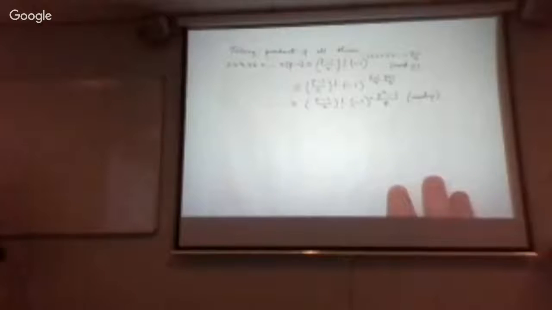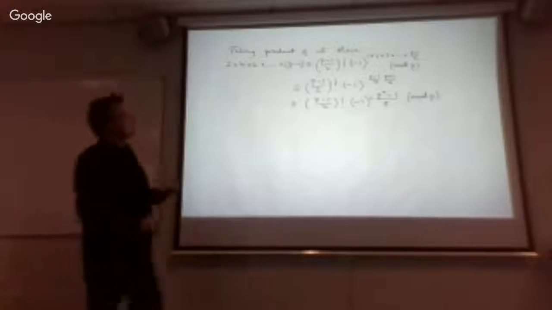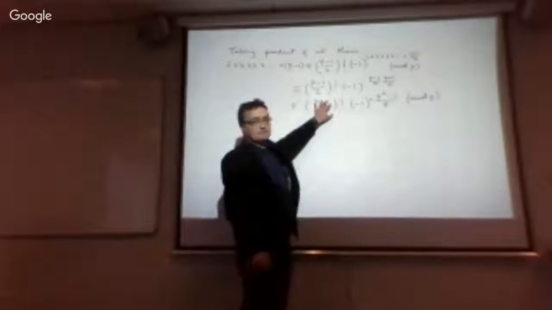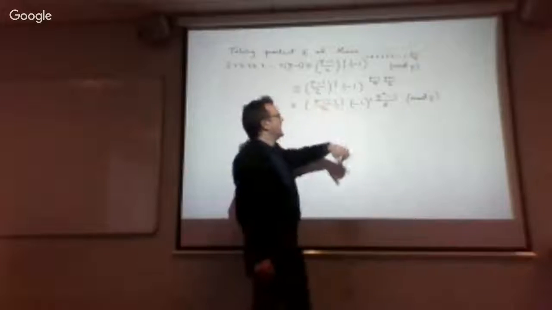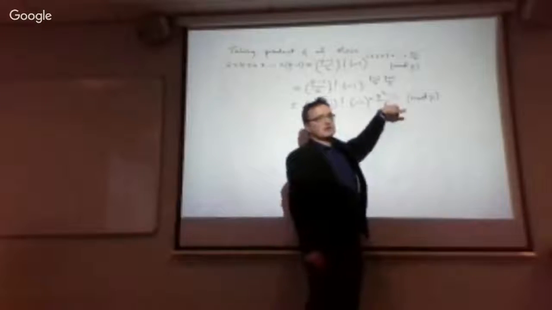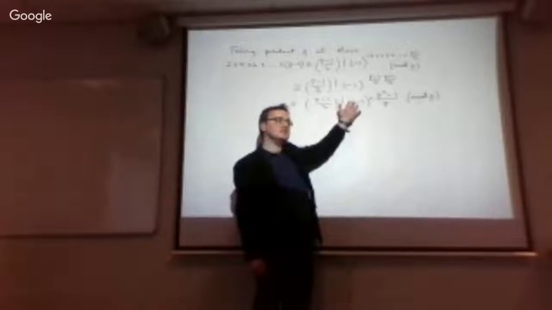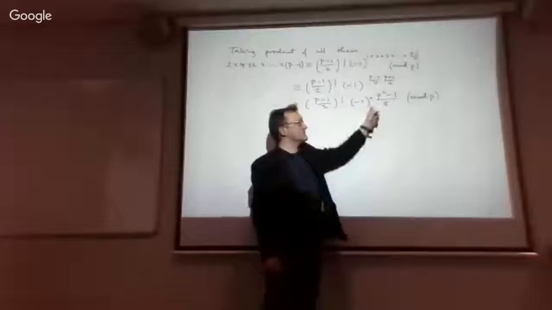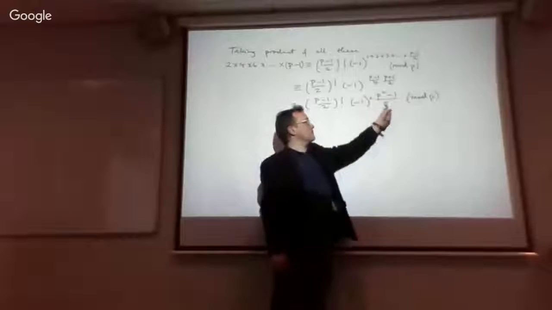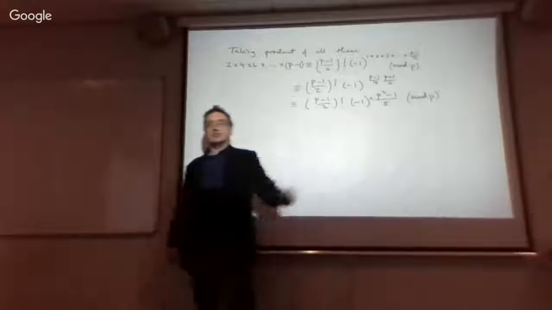The second way of working it out is good. I get the same factorial there, and I get minus 1 to the power of p squared minus 1 over 8. Again, that's just a power of minus 1. It's very easy to analyze when this is plus or minus 1. It just depends on whether this exponent is odd or even again.